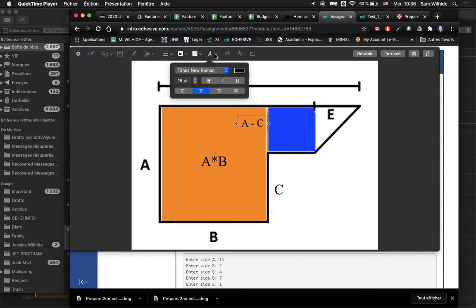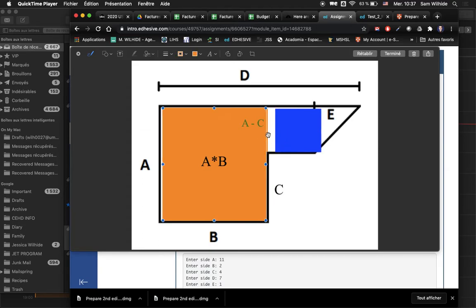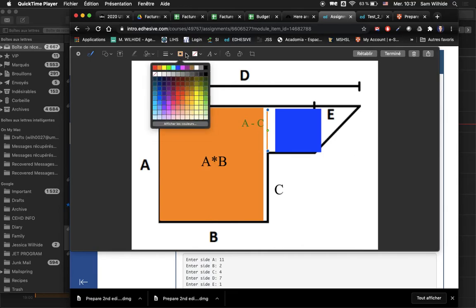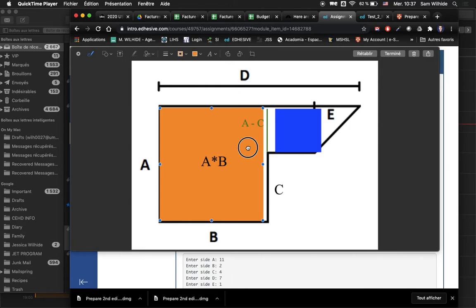Let me put that in maybe a different color here so it really stands out. A minus C. And we're talking about this length here that we marked in orange, when I marked that in green. Okay, that's A minus C. That's the length of that side.